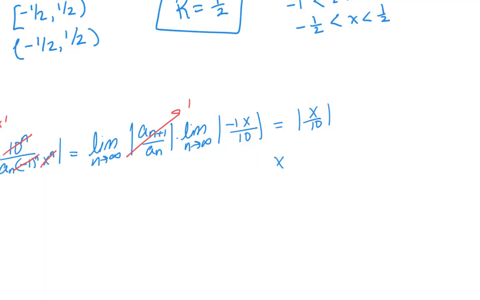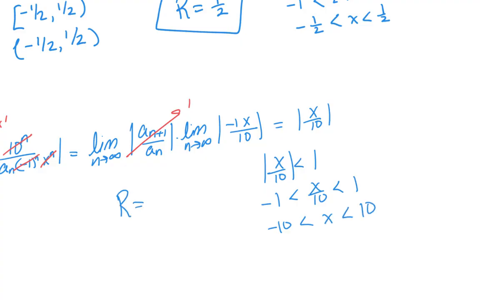And similarly, x over 10 is going to be, in absolute value, less than 1 for it to converge. So negative 1 is less than x over 10, which is less than 1. So I get negative 10 is less than x, which is less than 10. So my radius of convergence, you can see, is 10.